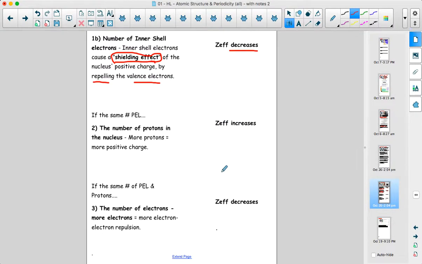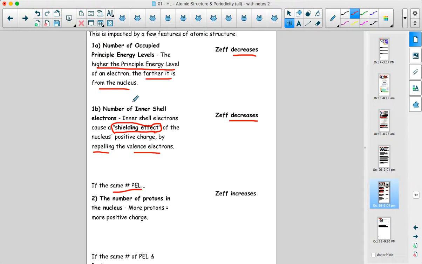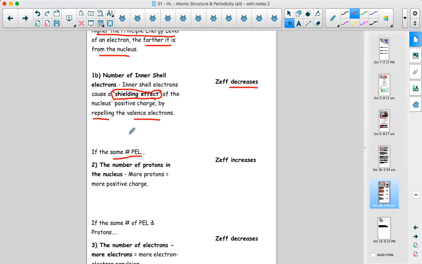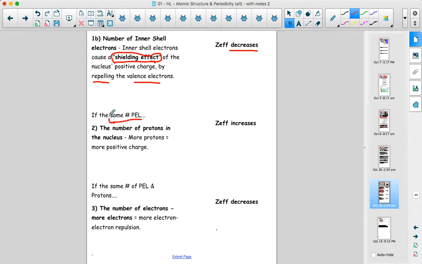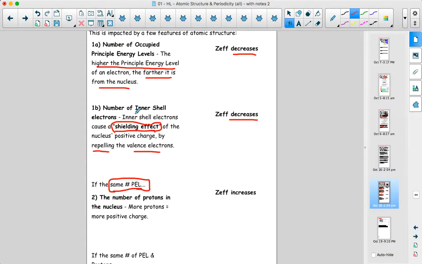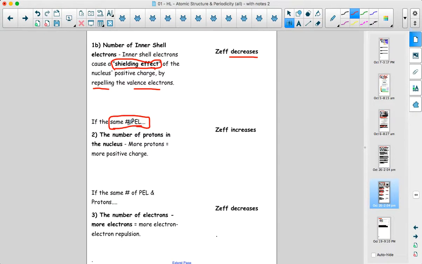If you're comparing two atoms that have the same number of principal energy levels, so two atoms that are in the same row of the periodic table, they're going to have the same number of principal energy levels. So you can't use either of these arguments to explain which one might have a higher effective nuclear attraction or a higher effective nuclear charge. So what do you do? Well, first, it's usually important to point out that they have the same number of principal energy levels. Because that's such a major impact on this concept of Z effective, it's a good idea to point that out first.